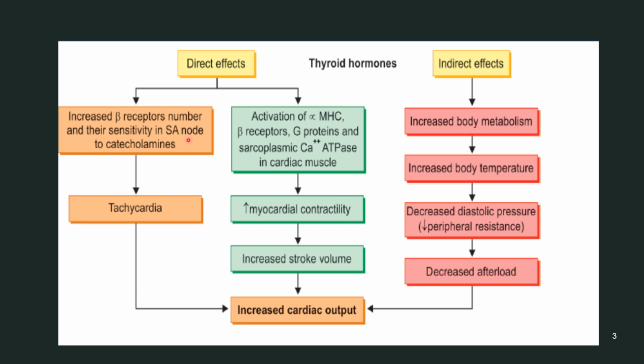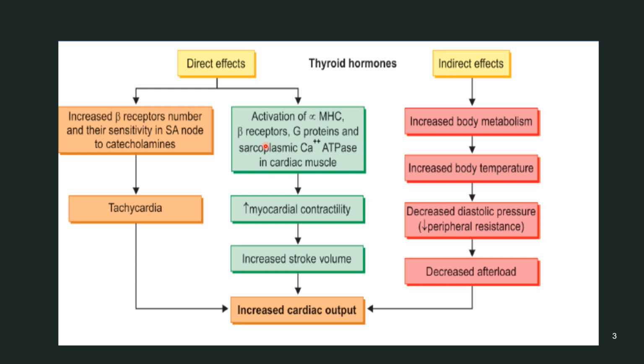and also increasing the sensitivity of this receptor to catecholamines. Now, what is the effect of catecholamines? Obviously, we know that catecholamines usually raise the heart rate. So thyroid hormone, by this permissive action on catecholamines, increases the heart rate. That is why tachycardia is a common feature of hyperthyroidism. And the second direct effect, this was on the heart rate, is that it will also increase the contractility and the stroke volume.